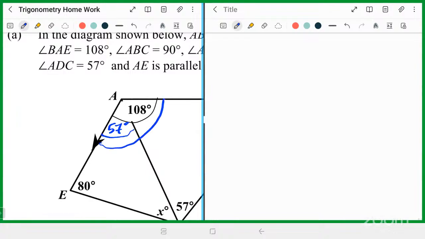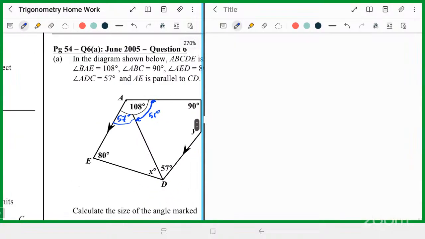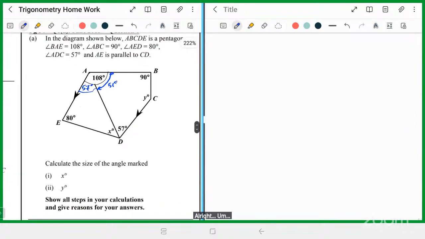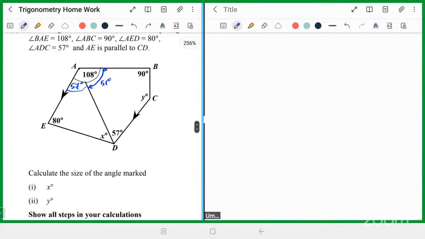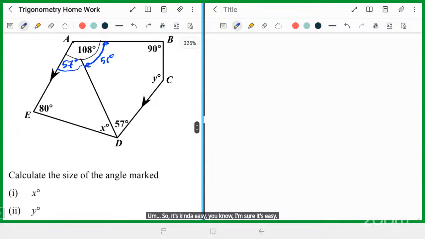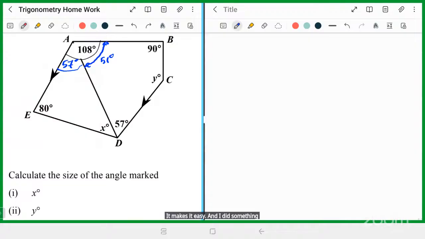But the whole thing across here is 108, and this piece is 57, and this piece must be 51 from here to here. Alright, I want us to find angle X. X is kind of easy, you know. I kind of did something that we did not need to do.